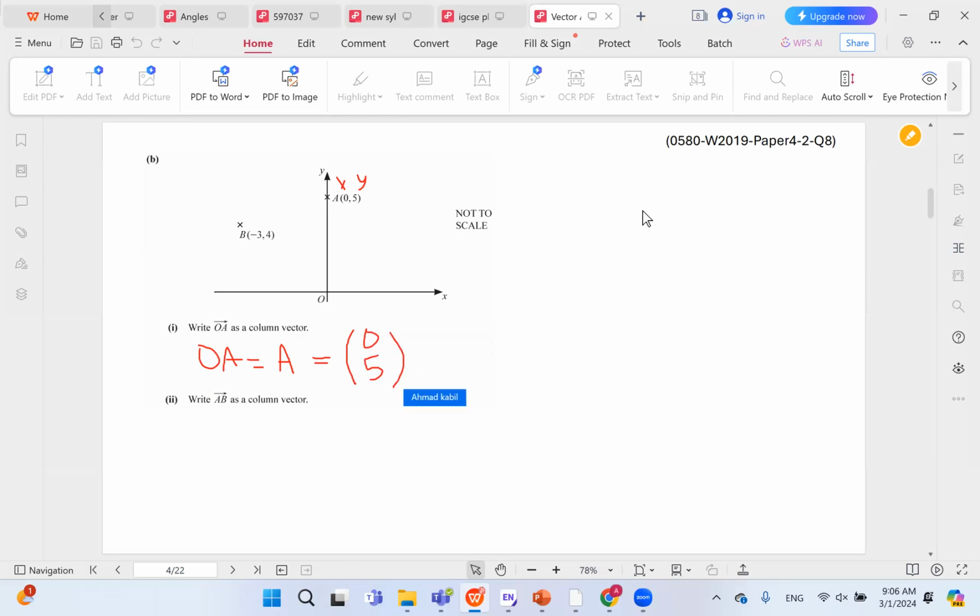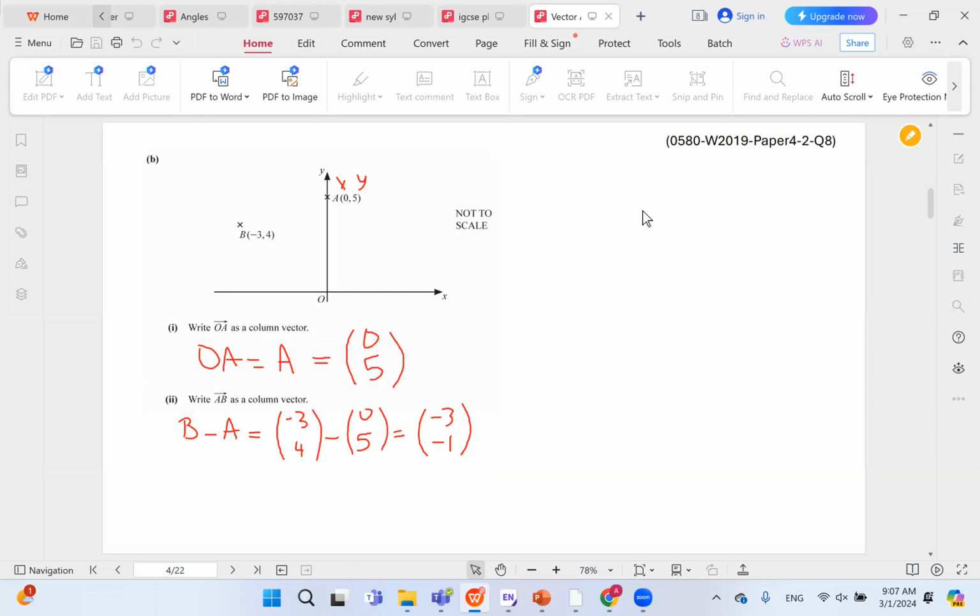Now we want to write AB as a column vector. You should know that vector AB is simply B minus A. I'm going to write both of them as column vectors to make life easier. So B would be (-3, 4) minus (0, 5), and we would get (-3, -1). So this would be the answer to AB.